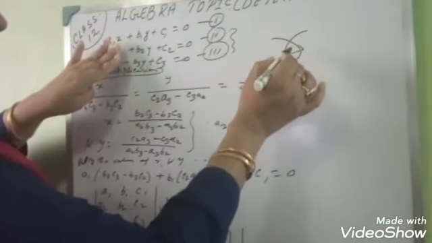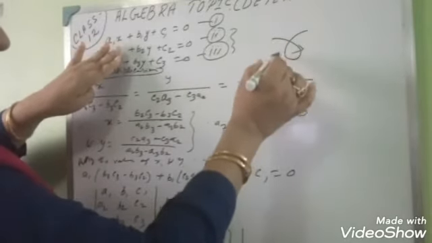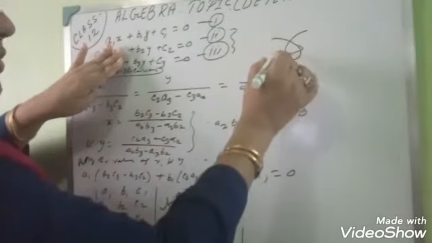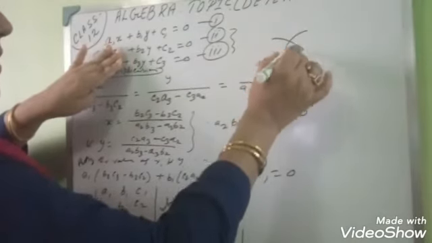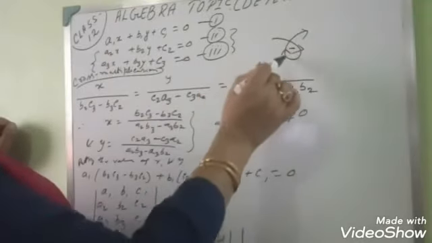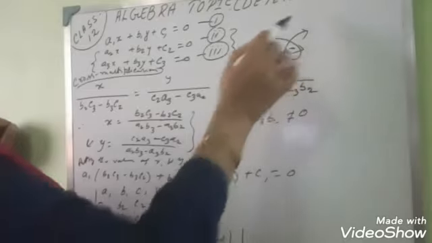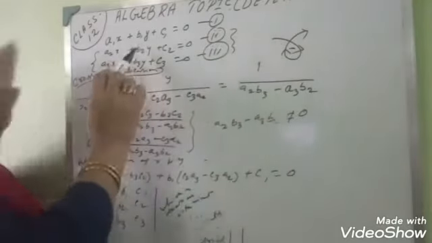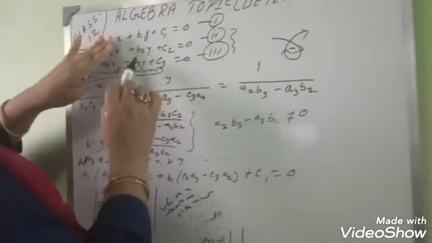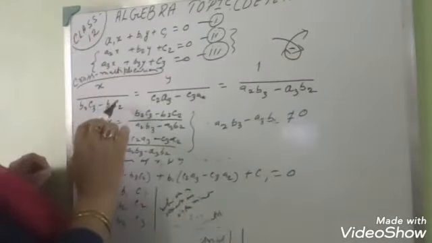Method is this: up, down, left to right, then right to left, and sign this up, down, down, up. Actually, this is up, down, down, up. Up, down means b2 into c3 minus b3 into c2. This will be the rule. b2c3 minus b3c2.